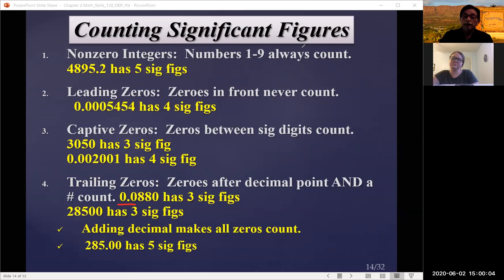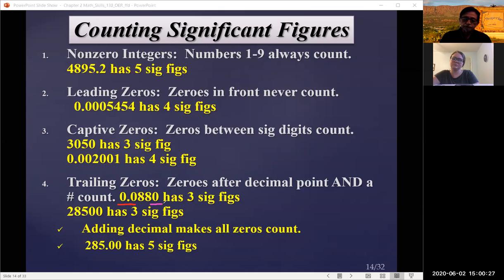Let me change my color here real quick. Try this 0 right here. Ask that question. Is there a decimal point in that number? Yes. Is there an integer in front of that 0? Yes. 2 yeses means that 0 in pink is significant.